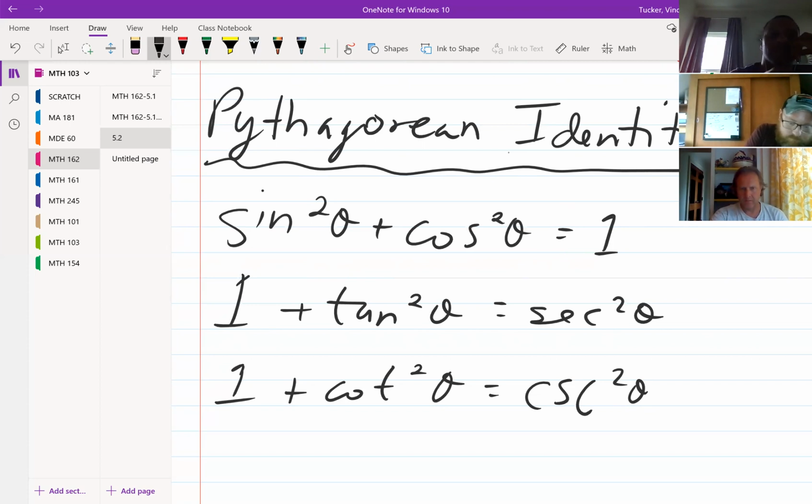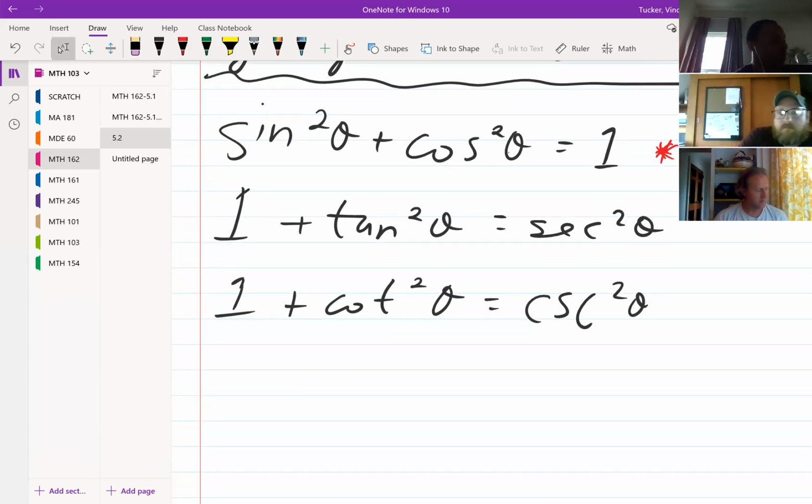But most definitely, the one that will continue to pop up is cosine squared plus sine squared equal to 1. If you don't remember all three, that one most definitely will continue to pop up as you progress throughout this course, and in calculus and other things. They like to beat that sine squared plus cosine squared like a drum. So let's look at using one of these as an example.